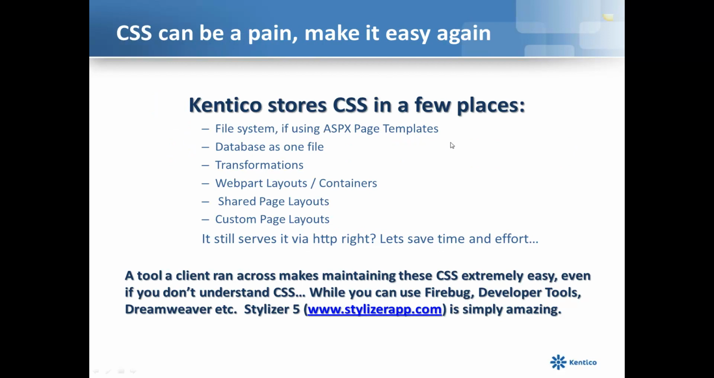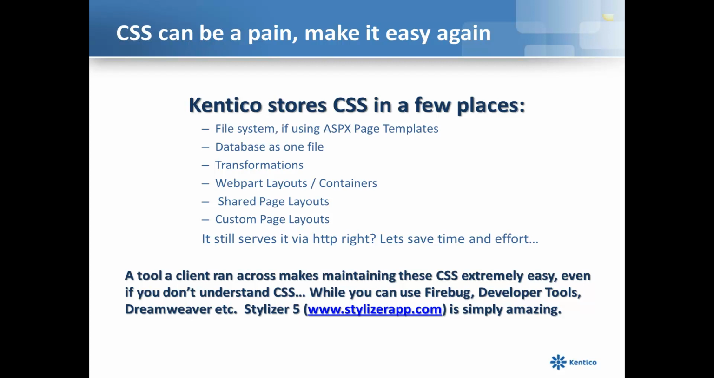So that leads me to thinking, when I was writing this up, about Kentico and how it stores CSS in a bunch of different places. We know that if you use ASPX templates, you might use a CSS file on the hard drive. If you're using a straight portal, you might have that one CSS file stored for the site in the database. But you can also now store CSS pieces for transformations, web part layouts, web part containers, shared page layouts, custom page layouts, and whatnot. So you have a lot of different CSS.